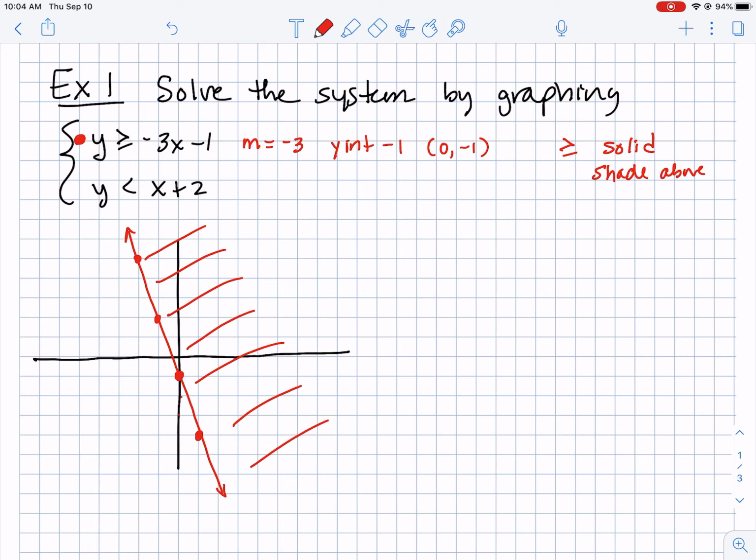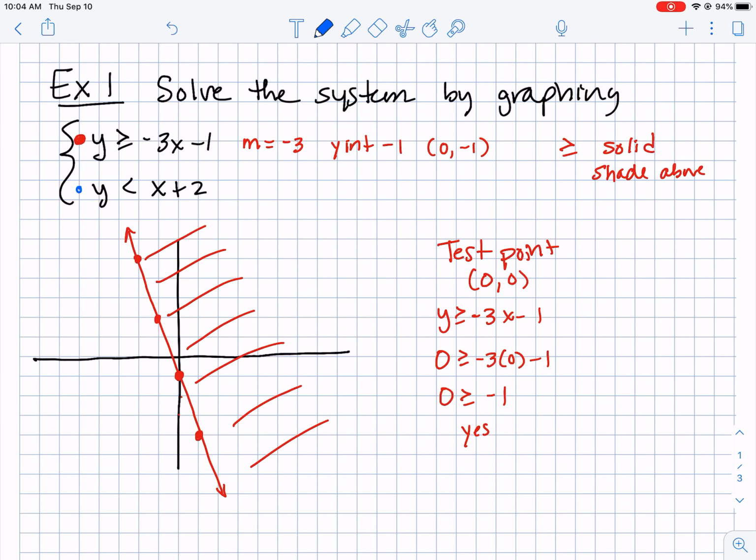Notice my test point of 0, 0 will work. I'm going to plug that into the inequality, y greater than or equal to negative 3x minus 1. So 0 is greater than or equal to negative 3 times 0 minus 1. Is 0 greater than or equal to negative 1? The answer is yes. So that means I shaded in the correct direction.